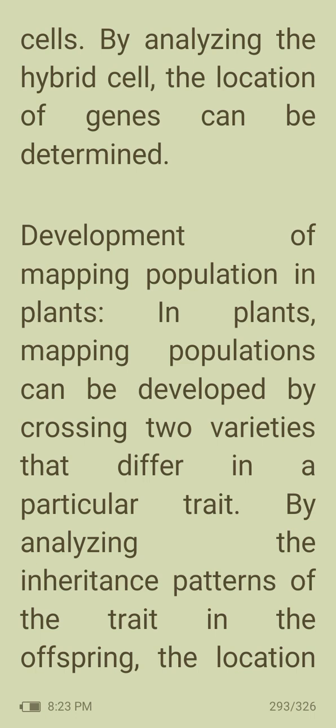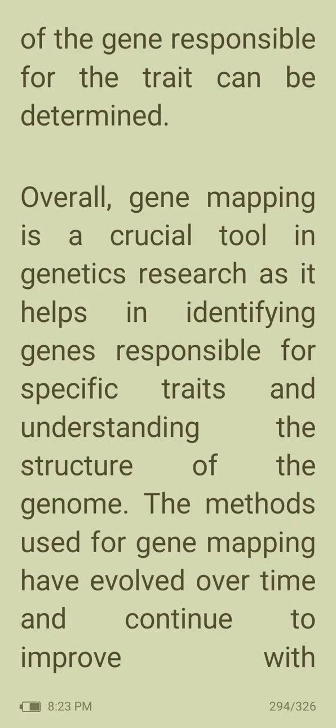Then development of mapping population in plants. In plants, mapping populations can be developed by crossing 2 varieties of plants that differ in a particular trait. By analyzing the inheritance patterns of the traits in the offspring, the location of the gene responsible for that trait can be determined.